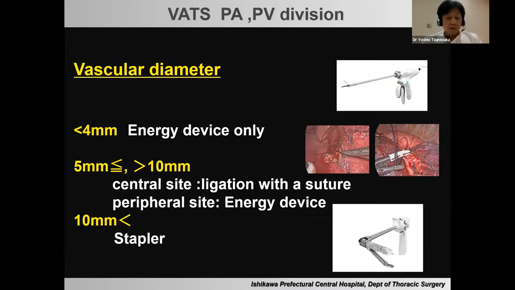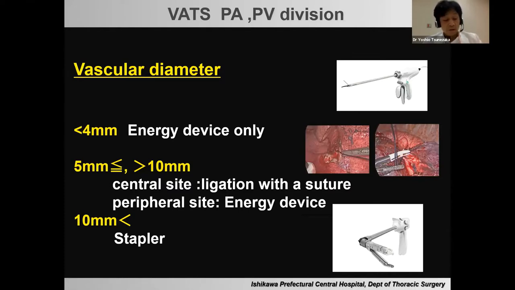We change the method of division by the diameter of the blood vessel. In a case that a pulmonary artery is thin or short and the artery is fragile, maybe the blood vessel is less than 4 millimeters in diameter, it is divided with an energy device only, or with an energy device after ligation of the central site with suture, such as a harmonic scalpel or a vessel sealing system.